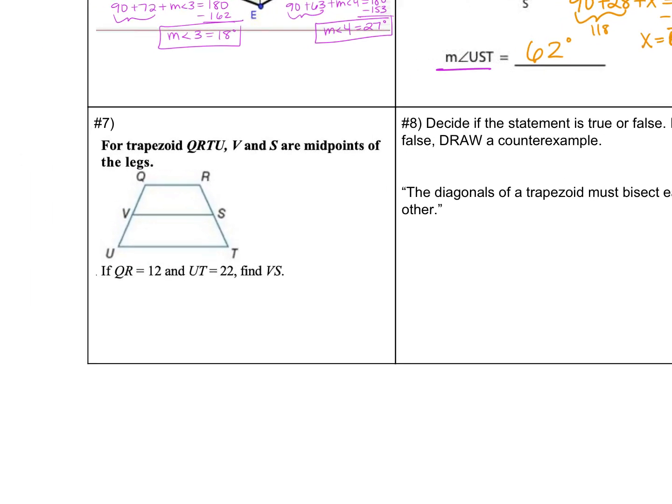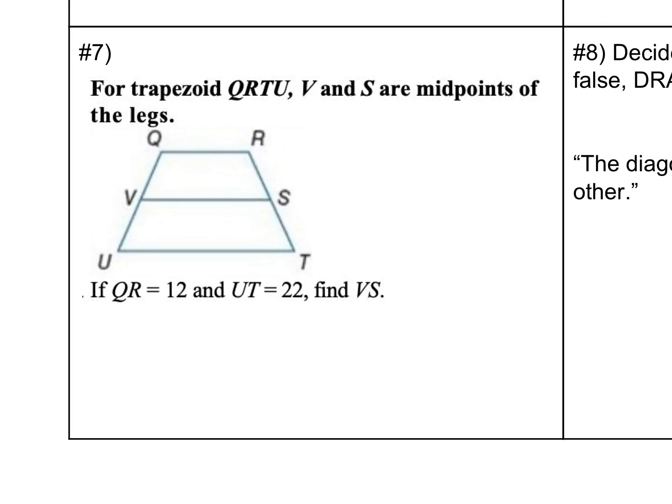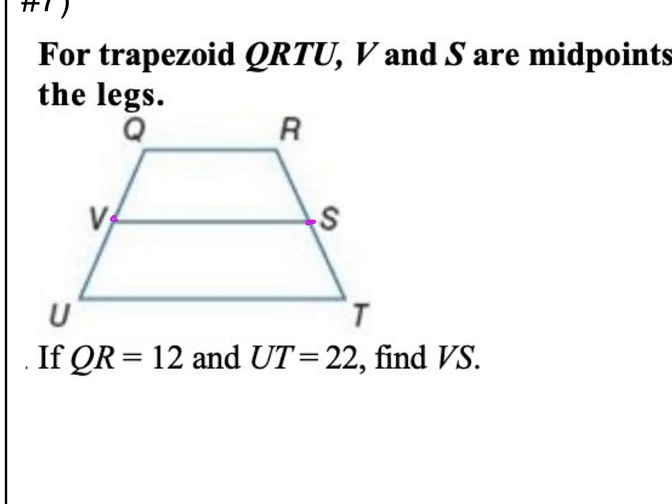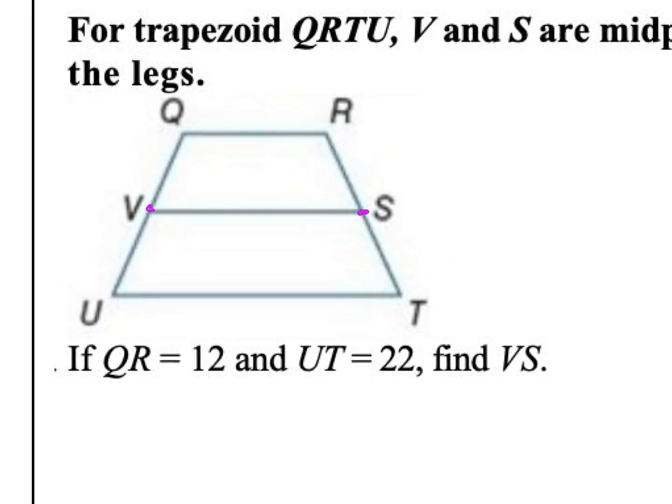Okay. This one says it's a trapezoid, and V and S are mid-segments. So that means, sorry, midpoints. That means it's a mid-segment. So it says QR is 12. UT is 22. What is VS? So we'll call that X. 17. What do you do?